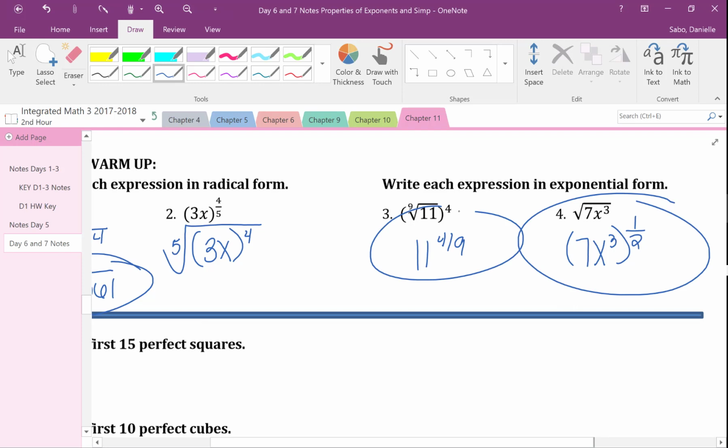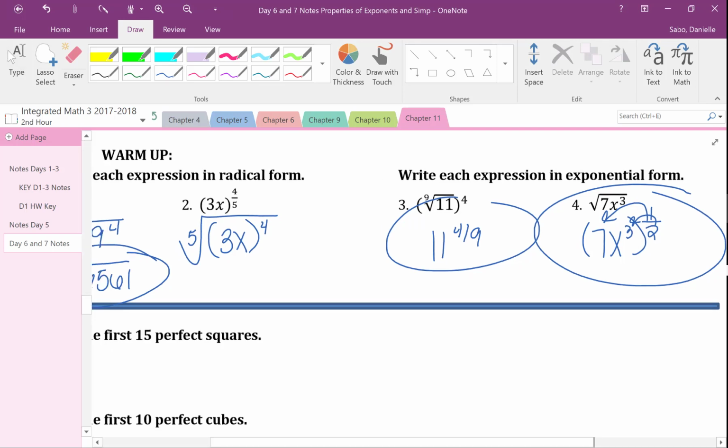Questions? Why are you confuzzled? You think you're good? Okay. Because remember when we distribute this in, you'd have 7 to the 1/2, which is valid because it's under the radical. If it wasn't under the radical, it shouldn't have a power with a fraction.